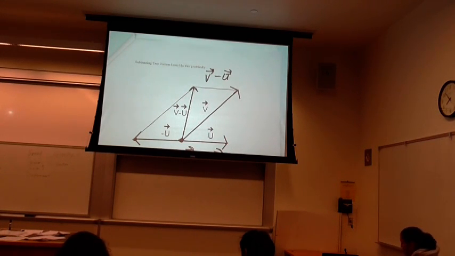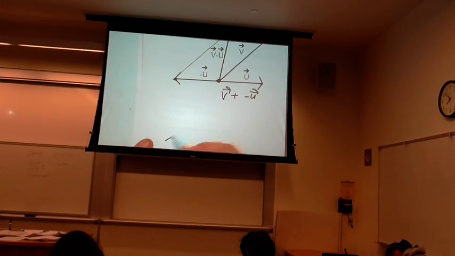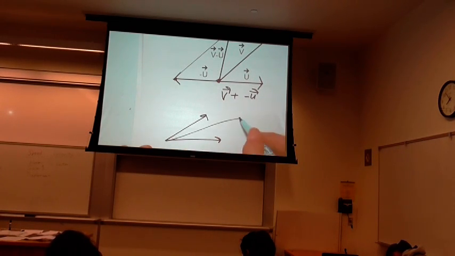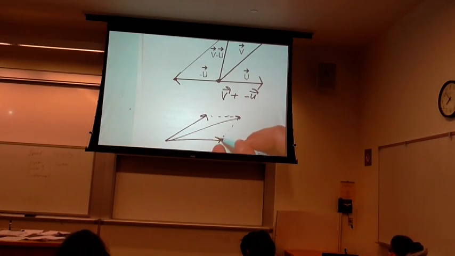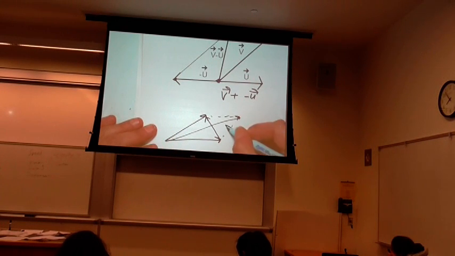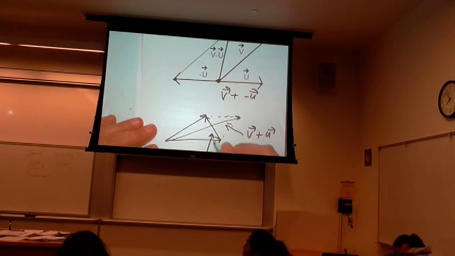Now, what I want you to notice is that when I was just adding two vectors, the new vector was out here, the diagonal of this parallelogram. But when I subtract them, what I end up with is the other diagonal, the one that would go from head to head. So whereas this would be v plus u, this one is v minus u.